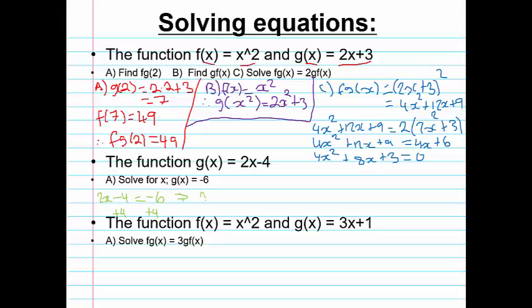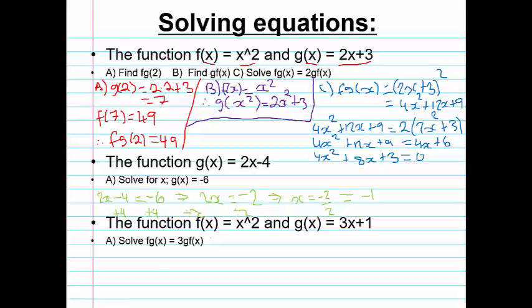This gives us 2x, right? You add 4, negative 6 plus 4 is negative 2. So you divide both sides by 2. You get x is negative 2 divided by 2. Just simply put negative 1. Okay, and you can check this works by putting minus 1 back into the equation. So 2 times minus 1 is minus 2. Minus 4 is actually minus 6.